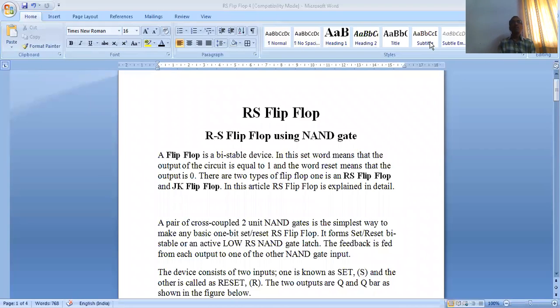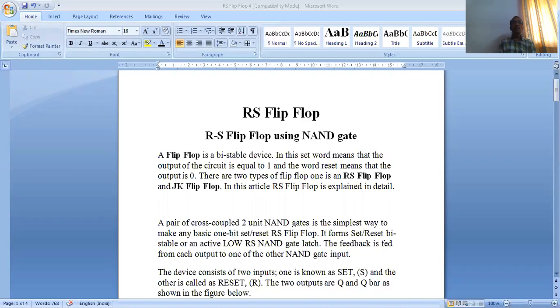SET must be written in capitals. And the word RESET means that the output is 0 or low. There are two types of flip-flop: one is the RS flip-flop and the other is the JK flip-flop.